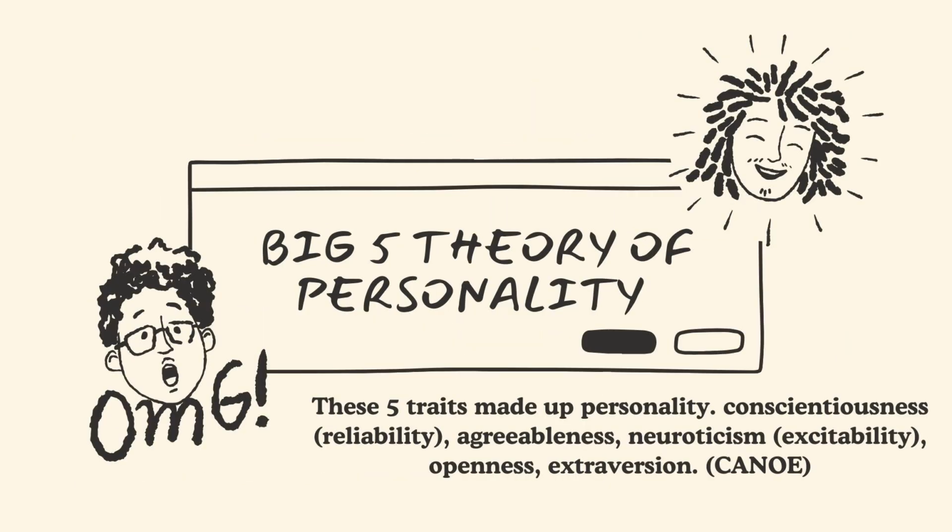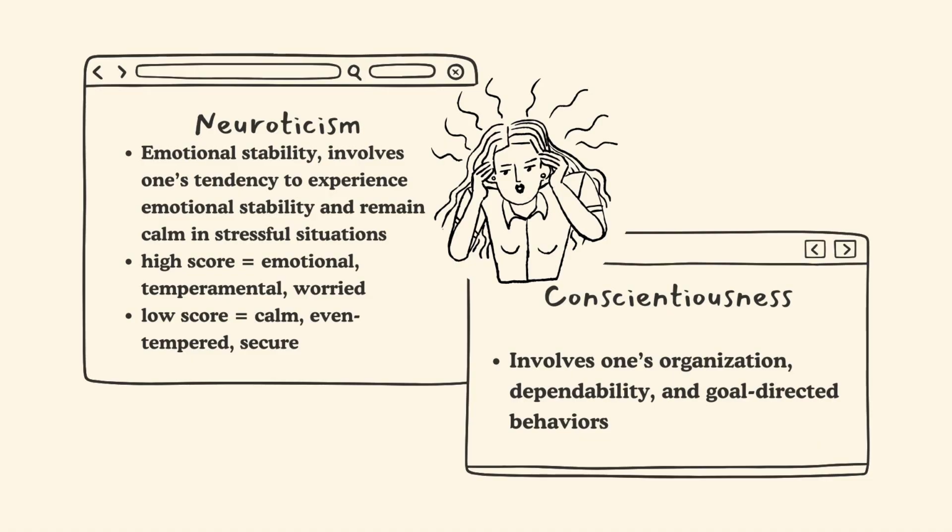Let's talk about the Big Five theory of personality, or you can say the Big Five traits of personality. So these five traits make up our personality. The first one, neuroticism, is emotional stability. It involves one's tendency to experience emotional instability and to remain calm in stressful situations. So if you get a high score in that, it means that you are emotional or temperamental or very worried. But if you get a low score, it means calm or even temperate or secure.